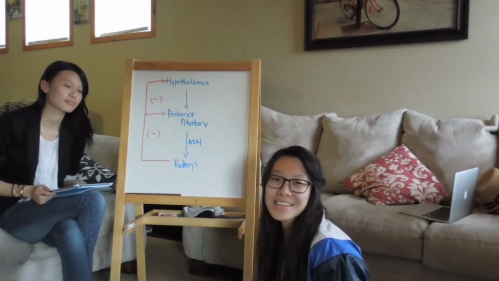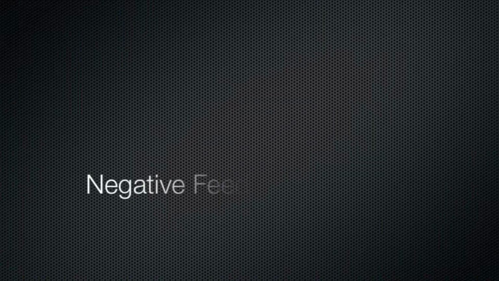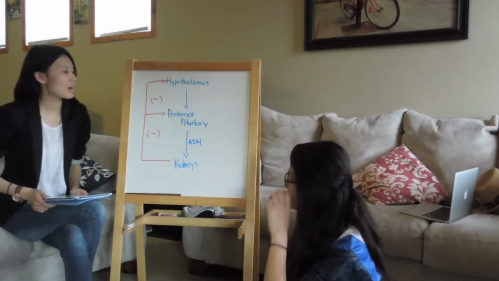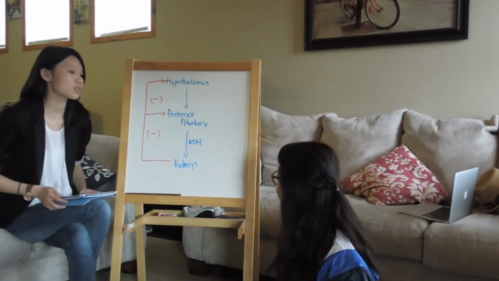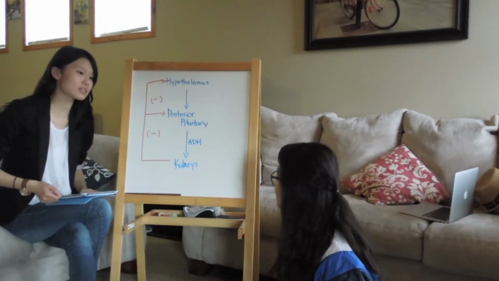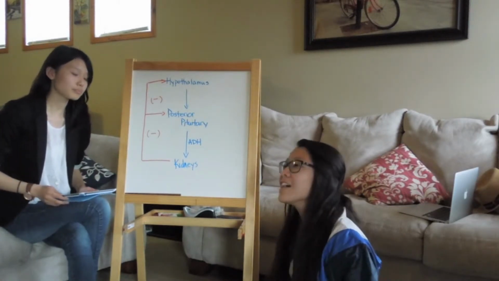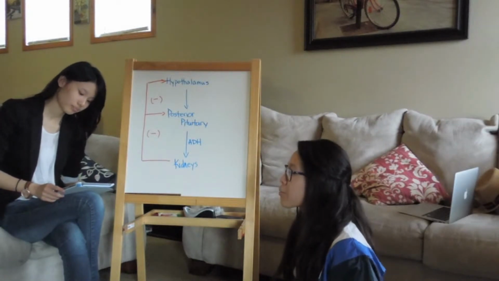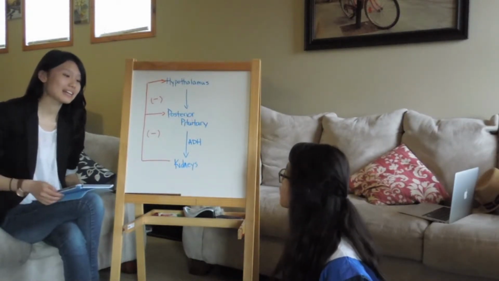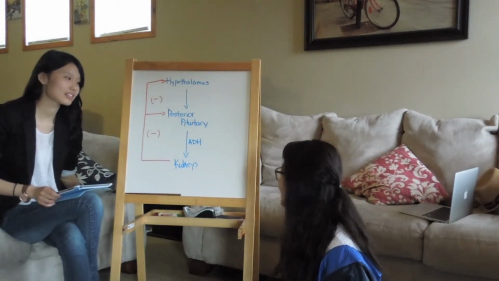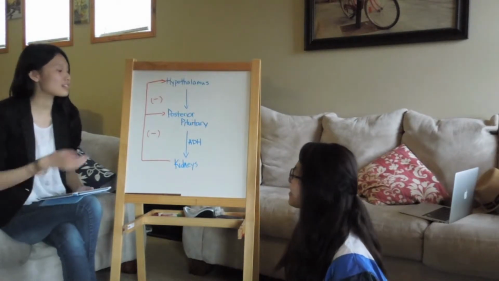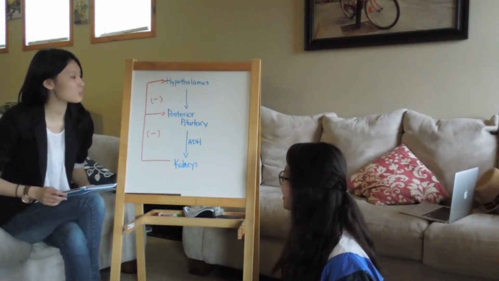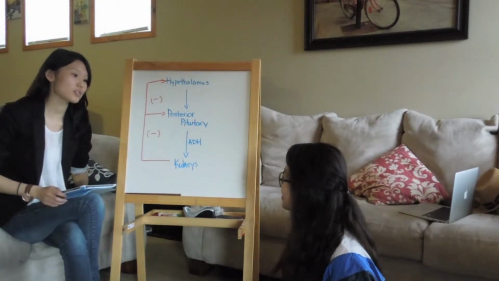Oh, what about negative feedback? Well, ADH is an example of negative feedback. When you're dehydrated, your posterior pituitary will release ADH to your kidneys, so they absorb more water. As your kidneys absorb more water, your body becomes less dehydrated, which causes the posterior pituitary to release less ADH. Exactly, and this is a negative feedback loop because it reduces change in your body.